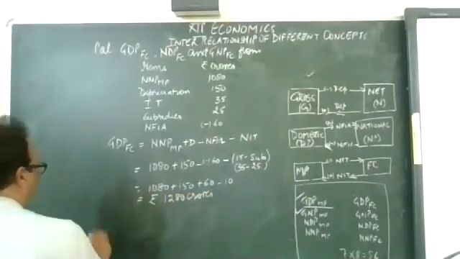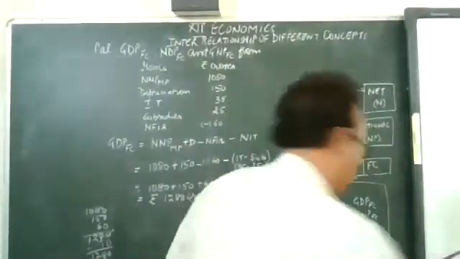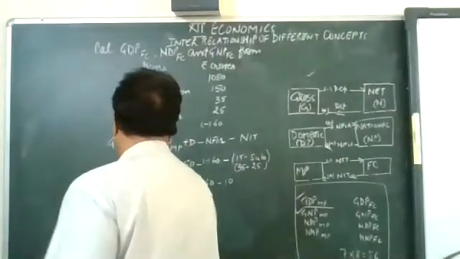Adding up 1080, 150, 60, that gives you 6 and 5, 11 and 8, 19, 1290, minus 10, you get 1280. Is that okay? The first value has been found.